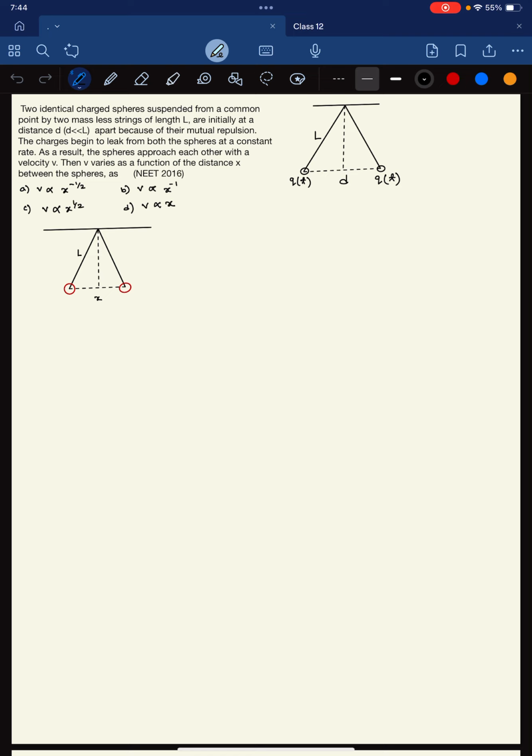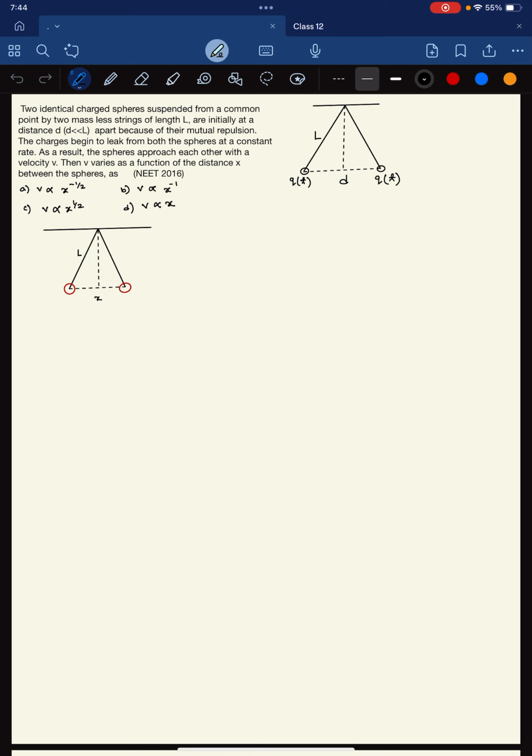The charges begin to leak from both the spheres at a constant rate. As a result, the spheres approach each other with a velocity v. Then v varies as a function of the distance x between the spheres as... So the question is that, and you have to find the answer. Out of the four options, one will be the correct option. So let us first understand the question.